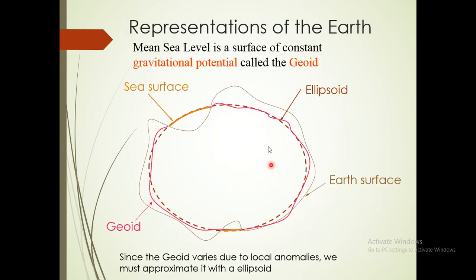Okay. This is the simple representation of the Earth. Mean sea level is a surface of constant gravitational potential called the geoid. Okay. You can see the red line here is the geoid. It is the Earth's surface. Earth's surface is not uniform. You see, it's not uniform with all the height and terrain. So the sea surface is here. So this is the starting point of the mean sea level. The ellipsoid disregards the topography height, and the geoid considers the topography height also with gravitational potential.